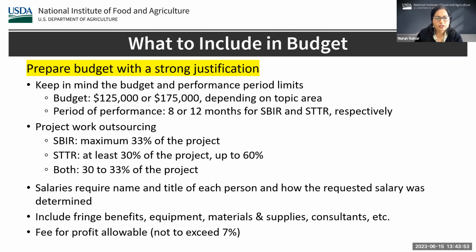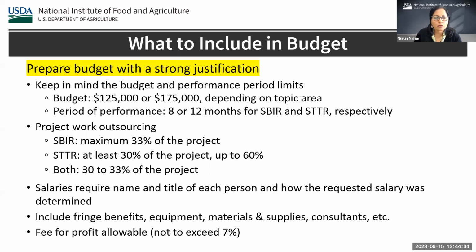And once you are putting the budget together, outsourcing has a limit, because you can apply for SBIR, STTR, or both. Both meaning it can fall under either SBIR or STTR. Melinda mentioned those differences between SBIR and STTR. Outsourcing for SBIR is 33% maximum of the project. For STTR, at least 30% of the project, but it cannot exceed 60%. For both, there is a sweet spot in between SBIR and STTR, so between 30 to 33% of the project could be outsourced.